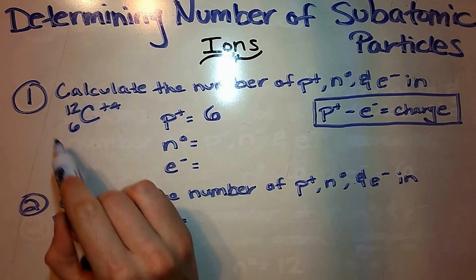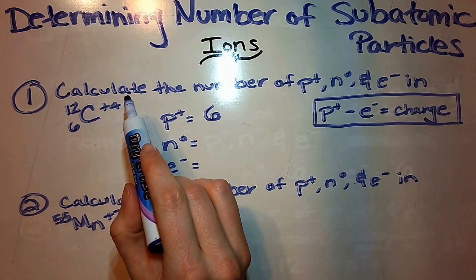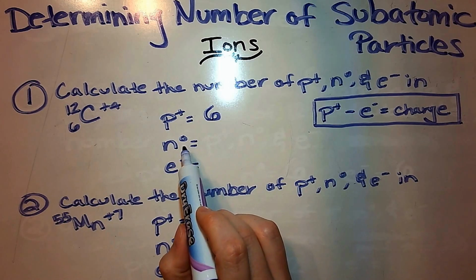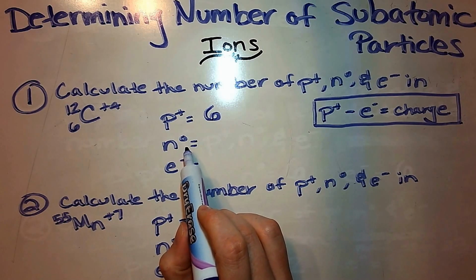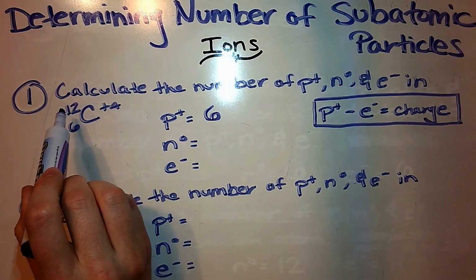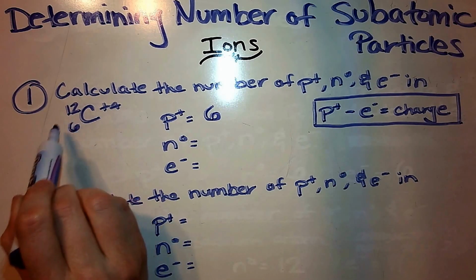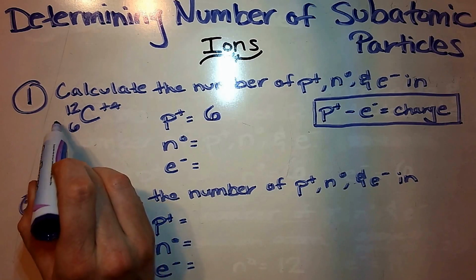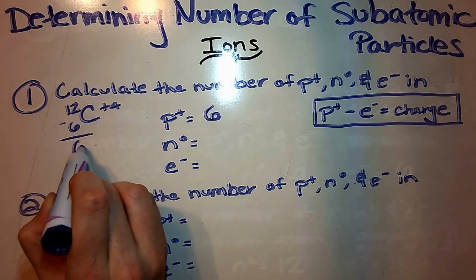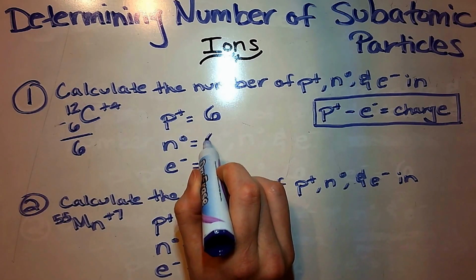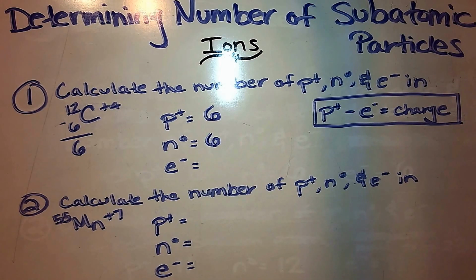Remember, when I'm showing this chemical representation of an ion, when I want to find the number of neutrons, I simply subtract my mass number, which is protons and neutrons, and I just subtract out the protons. So 12 minus 6 equals 6, so that is my number of neutrons.